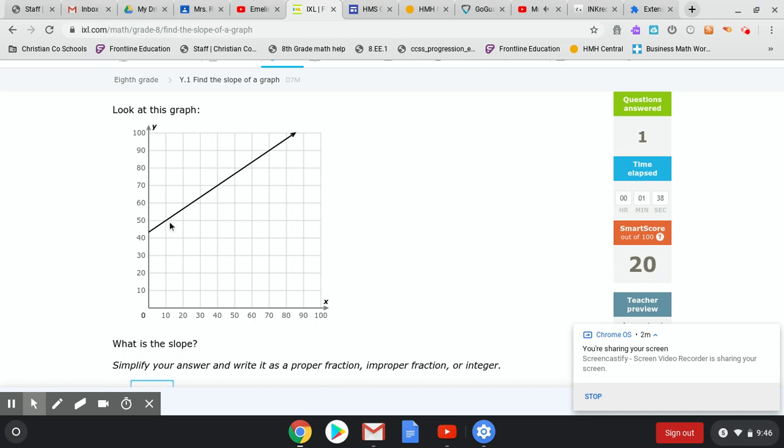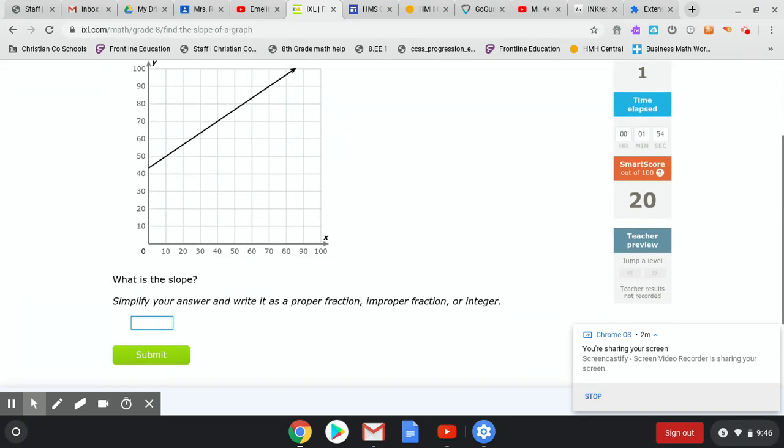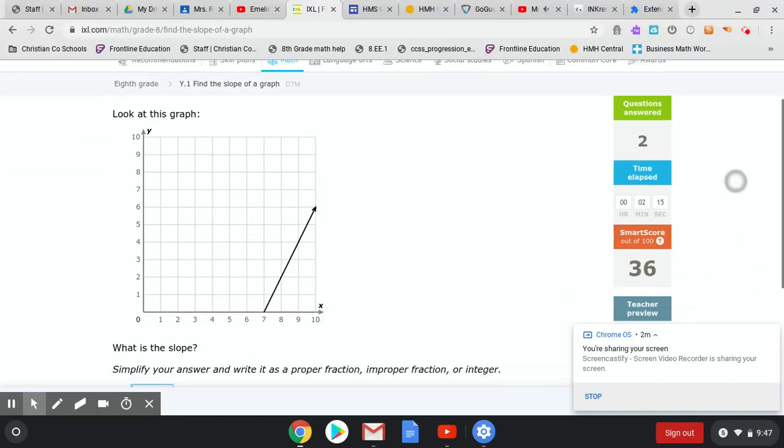Okay, so here's where I'm going to start. I'm going up by increments of 10. So I'm going up 10, 20, and then my horizontal change is 10, 20, 30. So if I was to write this as a fraction, I would do 20/30. Okay, but however, if you read these directions here, it says simplify your answer. So we're going to simplify that, and we're going to change that to 2 over 3. And then I'm going to submit, and then it counts it right for me.